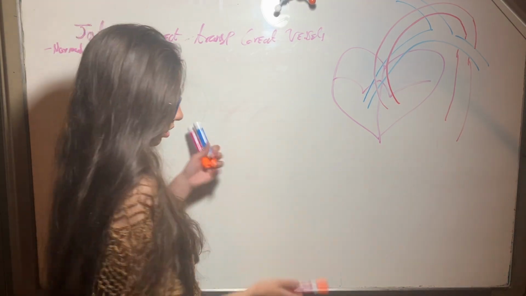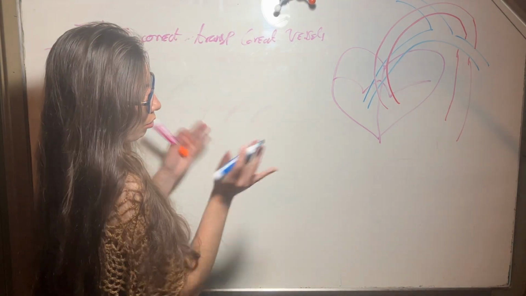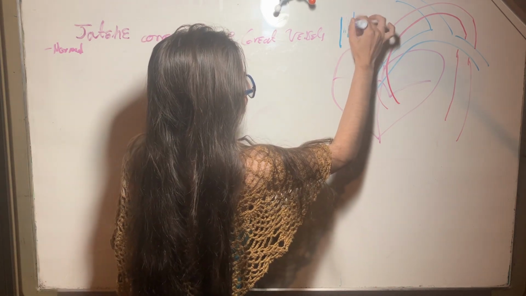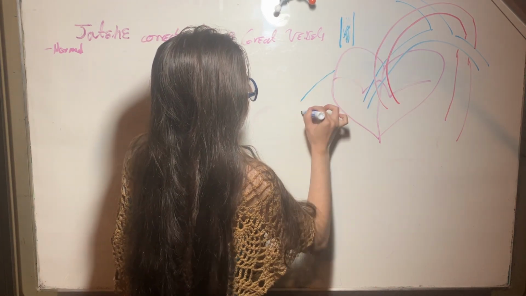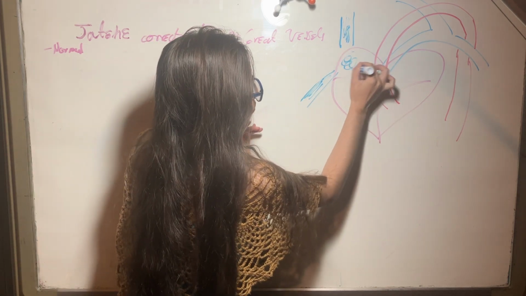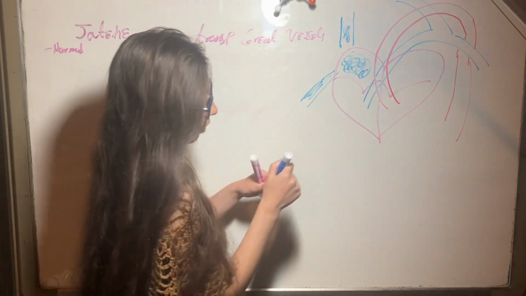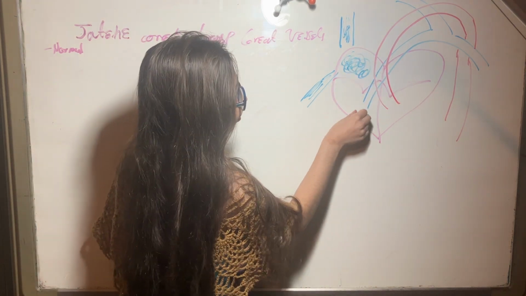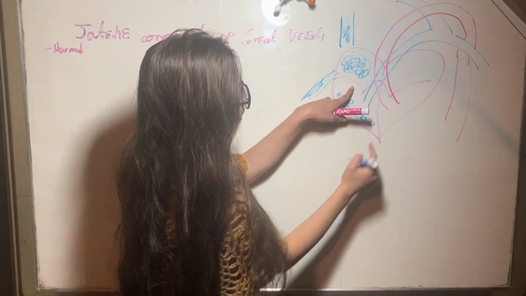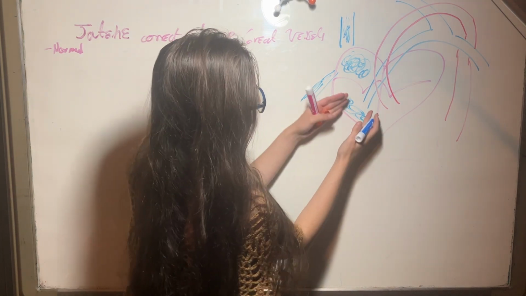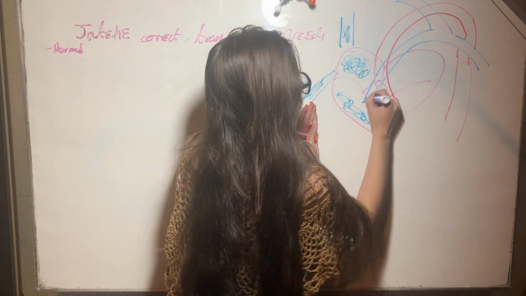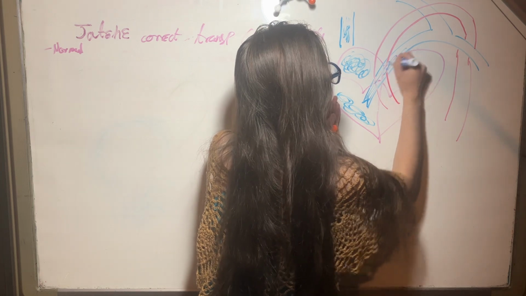So, in normal anatomy, we have deoxygenated blood coming from the superior vena cava and the inferior vena cava. This passes through the right atrium. Then the blood passes from the right atrium to the right ventricle, through the tricuspid valve. Then through the pulmonary valve. This deoxygenated blood passes through the pulmonary artery.